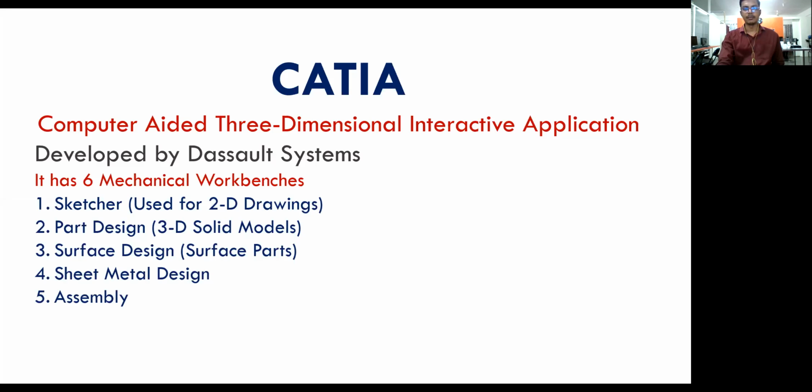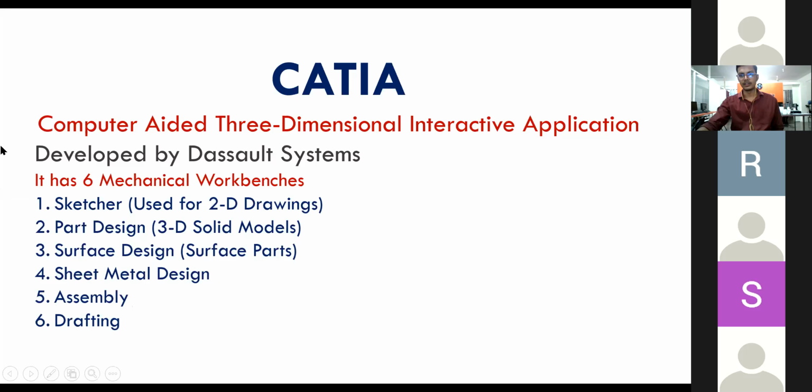Next is Assembly. You have learned assembly in your academics. Assembly is nothing but all the parts created using the above workbenches being assembled as a single part. In Drafting, we create the 2D views of the assembled parts so that it is easy for further manufacturing. Okay.